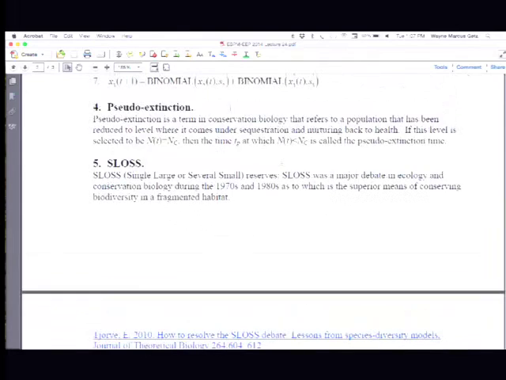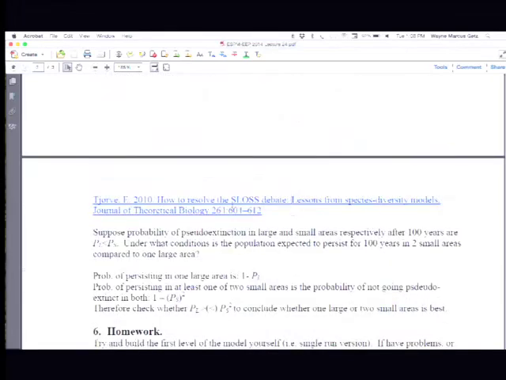And then I talked about the debate of single large or several small reserves, the SLOSS debate. In order to think about this debate and to read about it, there's a paper here, How to Resolve the SLOSS Debate: Lessons from Species Diversity Models. This is a modeling paper in the Journal of Theoretical Biology from 2010 that you can look at.